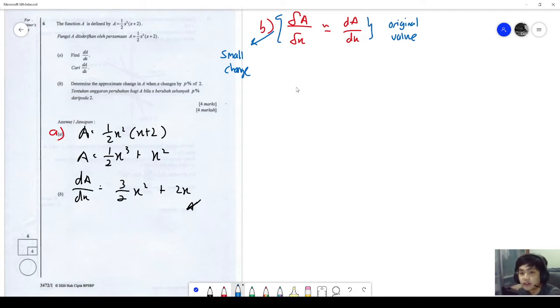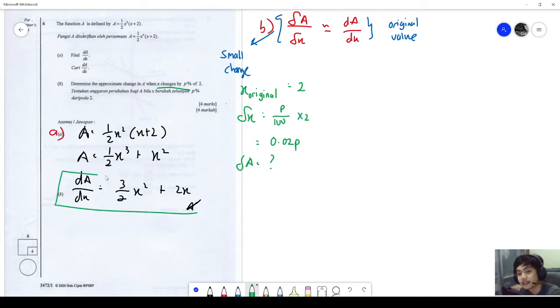In this case, what we have been given in the question is the original value of x, which is 2. We are also given the delta x. So the delta x is p% of 2, meaning x changed by p%. So p% is basically p over 100 times 2. So it is 0.02p in this case. Aside from that, we do not know what our delta A is, but from our first question, we know what dA/dx is.